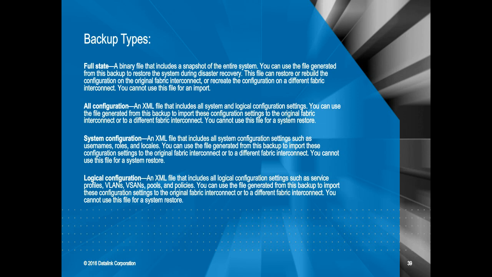We have system configuration, which is also an XML file that includes all the system configuration settings such as usernames, roles, and locales. You can use the file generated from this backup to import these configuration settings to the original fabric interconnect or to a different fabric interconnect. You cannot use this file for a system restore.